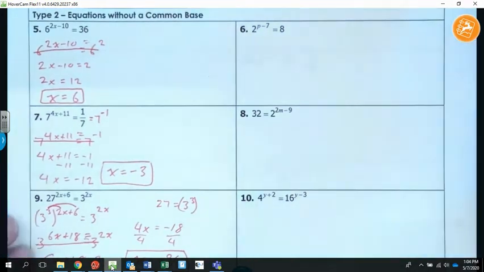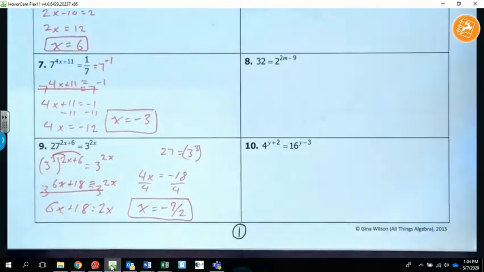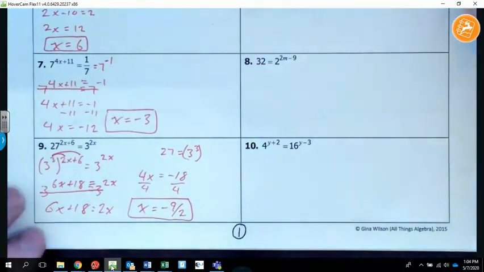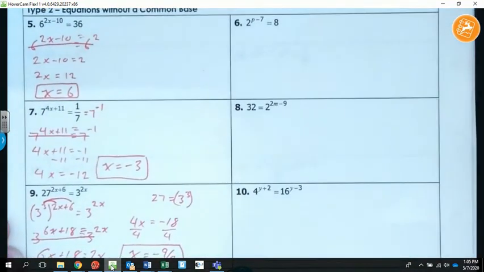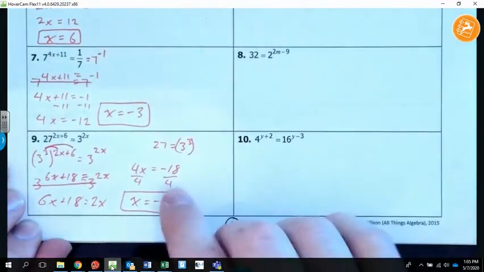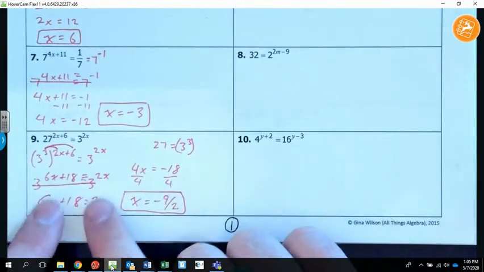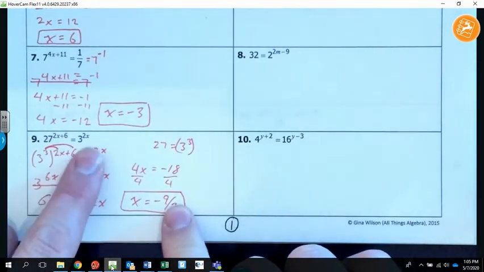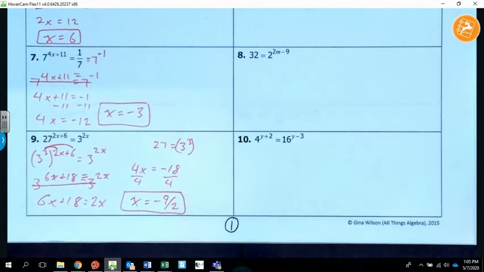That takes care of questions 5, 7, and 9. The first question, 5, was x equals 6. Number 7, x equals negative 3. And number 9 was closed off at the end. I solved the question, plugged it in, came out with the right answer, and that takes care of our solving exponential equations without a common base.